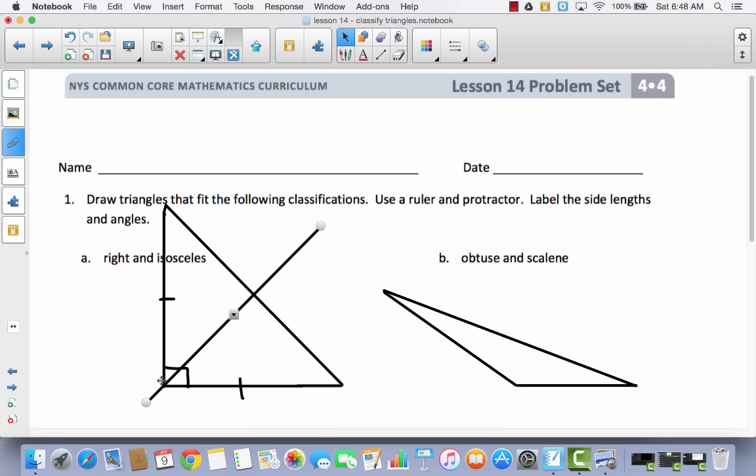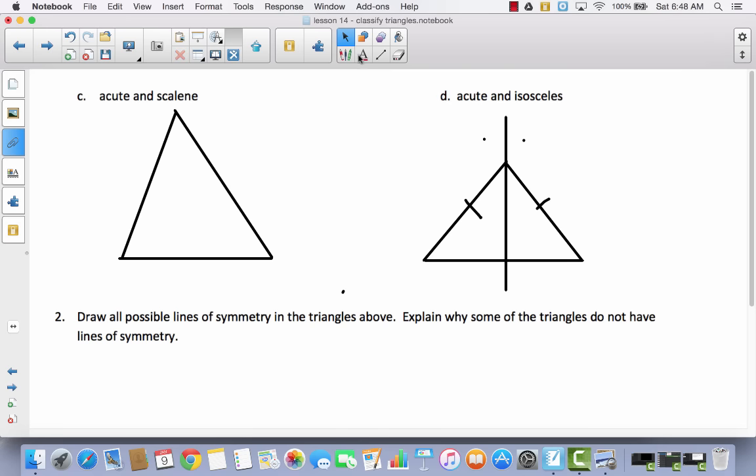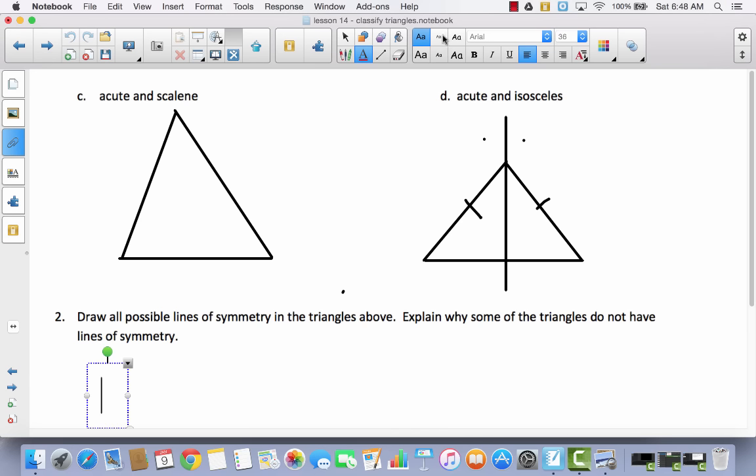So if this side is the same as this, if you folded it in half right down this line, they should match up. This does not have a line of symmetry because all of these sides are unequal, so they can't match up. Okay, so let's think about how we're going to answer this question. It says, explain why some triangles do not have lines of symmetry. Well, our triangles that did not have lines of symmetry were scalene, right? And the scalene triangles have 0 equal sides. So that has to do with why they don't have symmetry. So let's see if we can put that in a nice sentence.